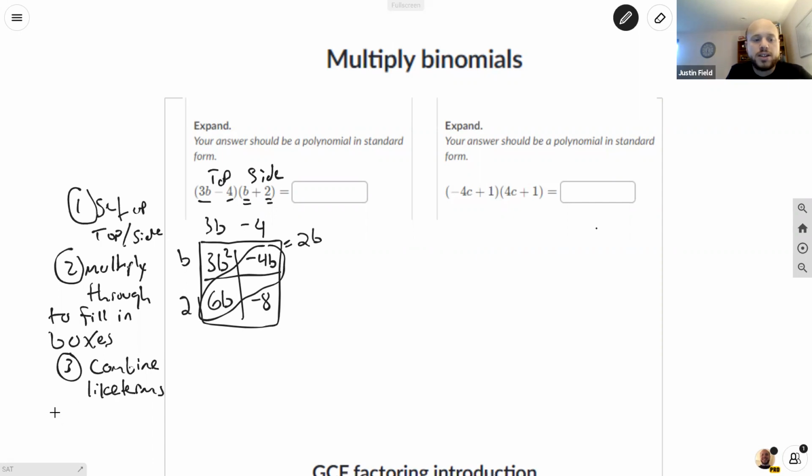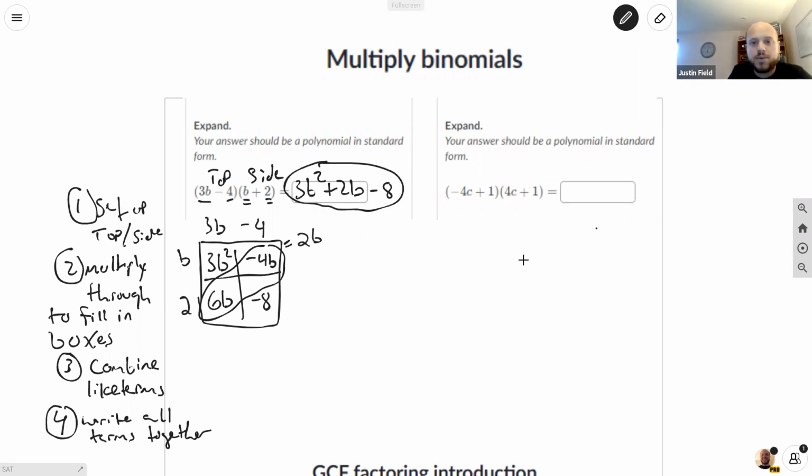So now the last step is to write all terms together as your final answer. So we got 3b squared. So that's going to go first because it has the highest exponent. And then plus 2b. And then this one has a negative sign in front of it. So I could put plus -8, but I'm just going to put -8. All right, so that's how you do that.